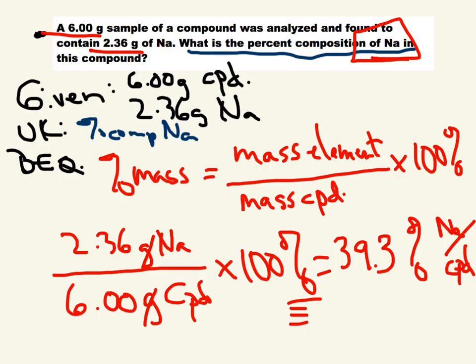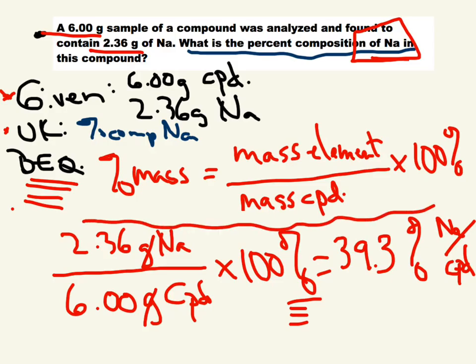Just make sure you're aware of those and can adapt to them based upon what you're given, what your unknown is, and then determine what your basic equation or pathway is. In this case, it is a basic equation. Pretty simple stuff. Good luck.